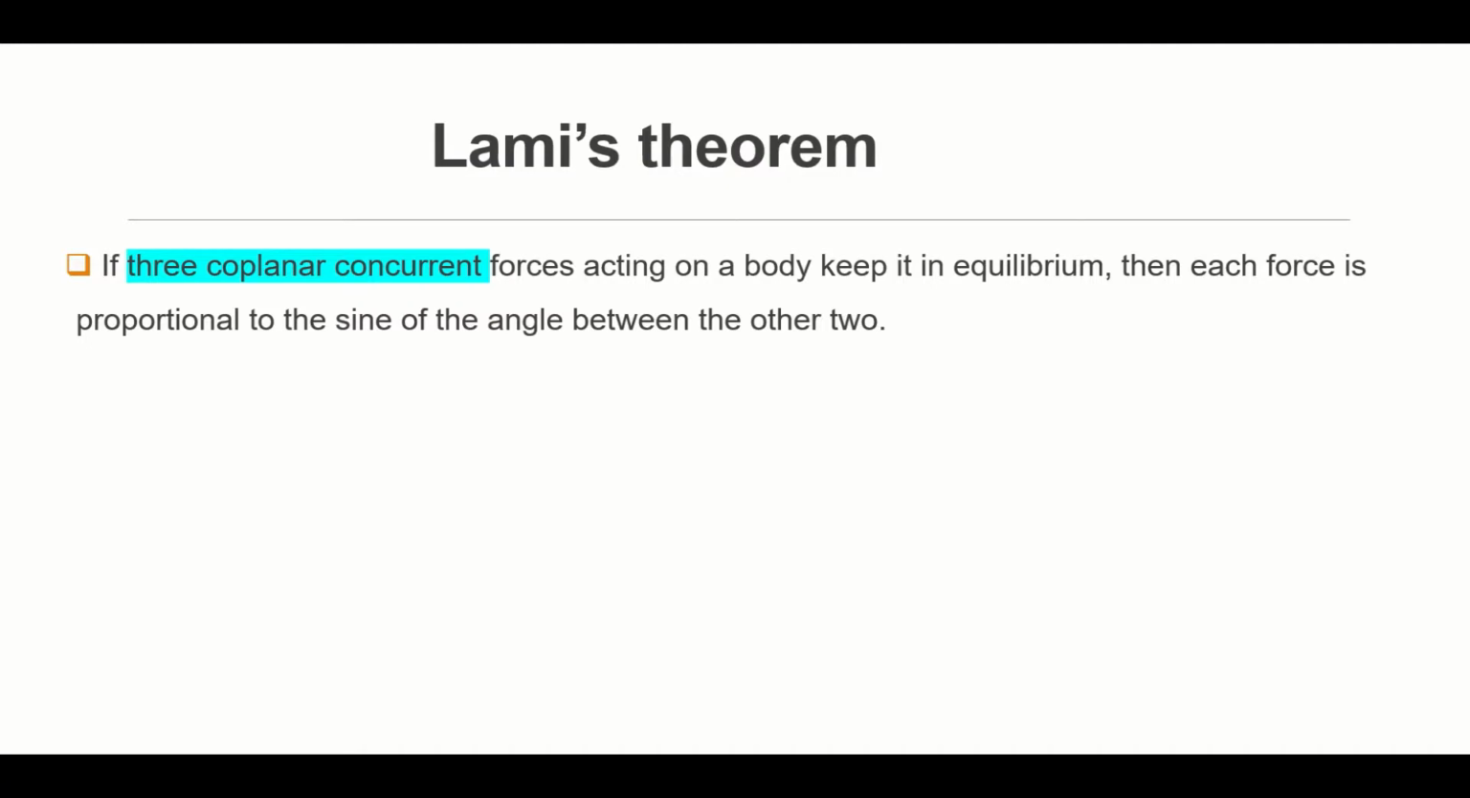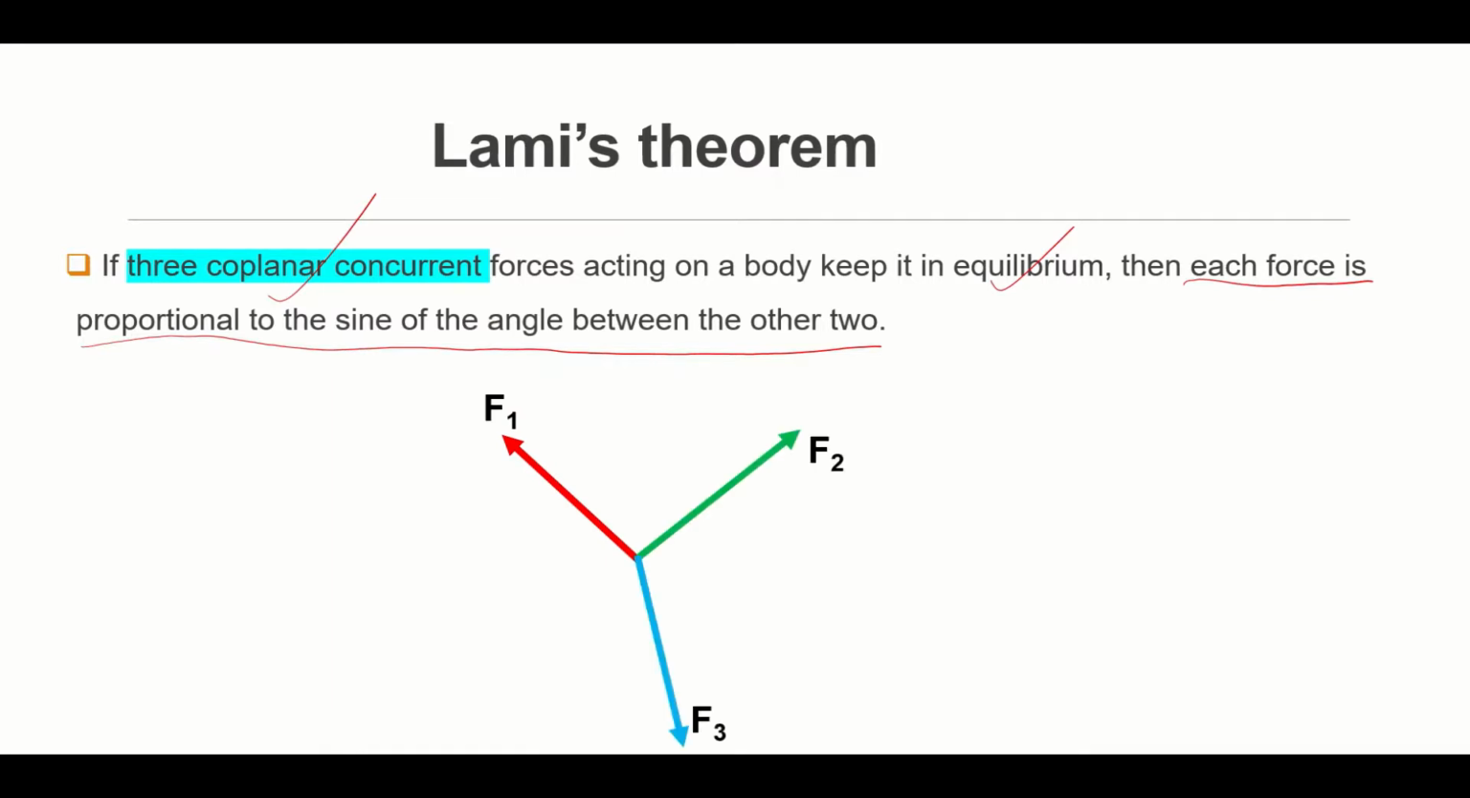So if three coplanar concurrent forces acting on a body keep that body in equilibrium, then each force is proportional to the sine of the angle between the other two. Let's see how. Okay, take three forces: F1, F2, and F3. They are concurrent and acting in a plane. That is why coplanar is said. Suppose the angles between them are alpha, beta, and gamma.